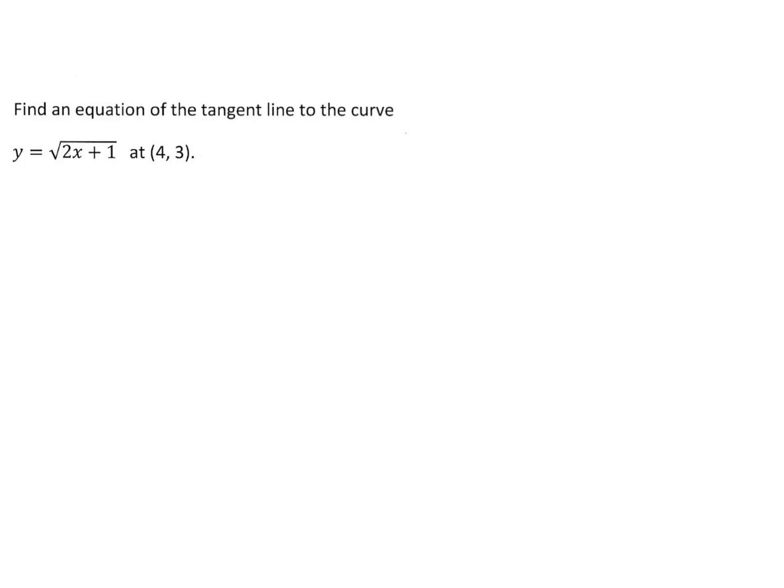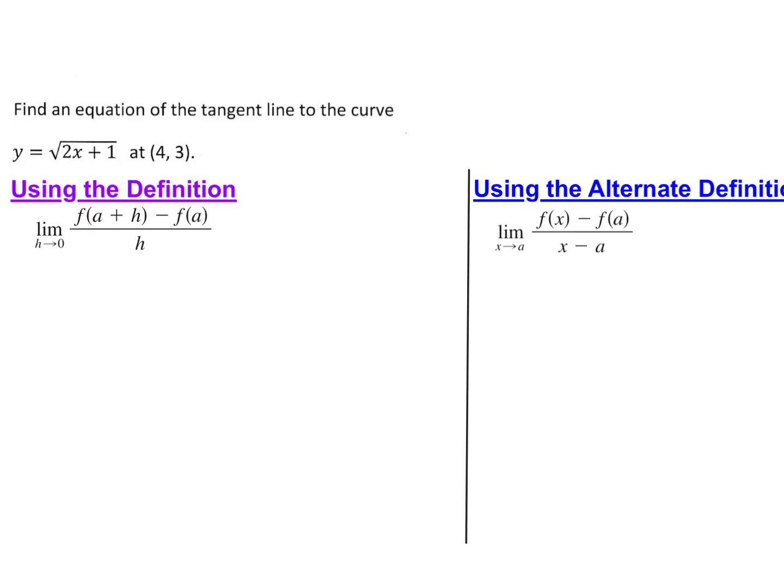My function here is y equals the square root of 2x plus 1 at this point, and so you could graph this, and you could look at the point (4, 3) and draw a tangent line, but we don't need to do that. We're going to use both ways. First, we're going to use the definition. Then I'm going to use the alternate definition just so you can see that they, in fact, both work.